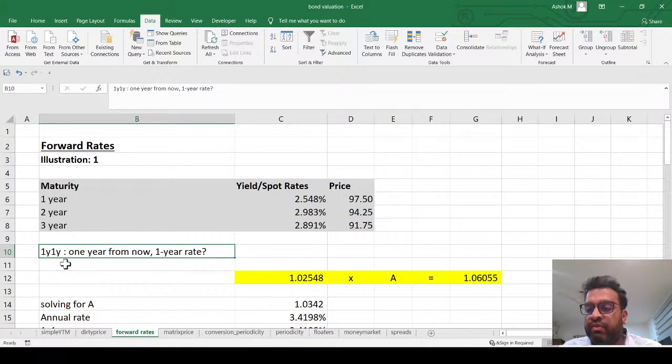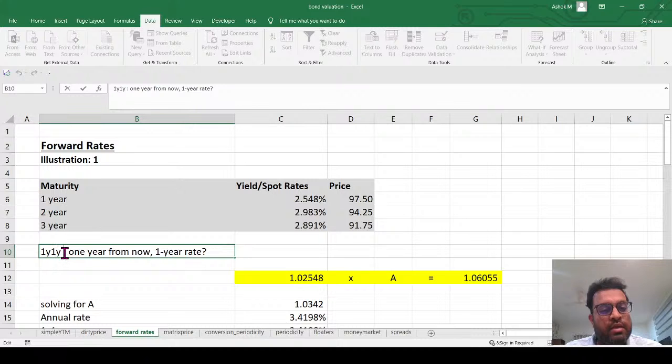You might find something with F and then there'll be a subscript something. I find this as the easiest way of representing. The first 1y represents the time into the future, time going forward. 1 year from now, what is the 1 year rate? The second term, the second 1y, is the tenor, you call it. Tenor means the duration of that contract. Okay, 1 year from now, what is the 1 year rate?